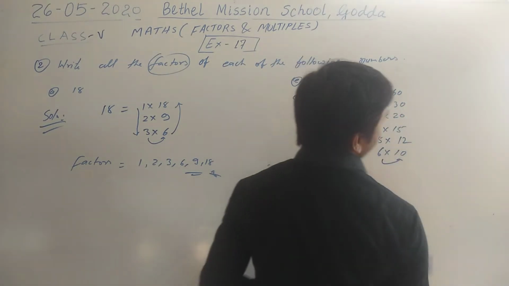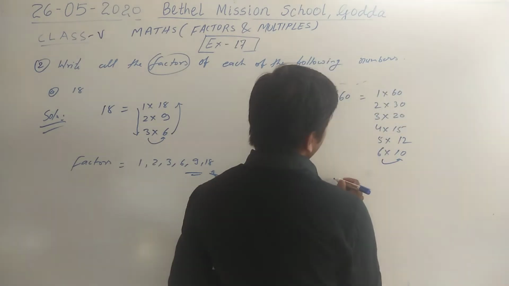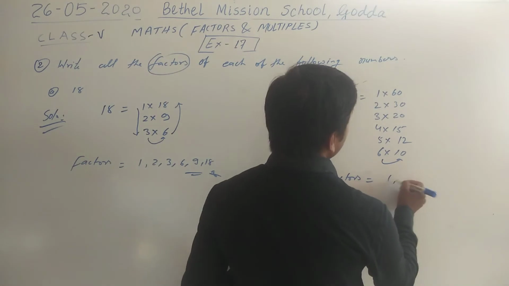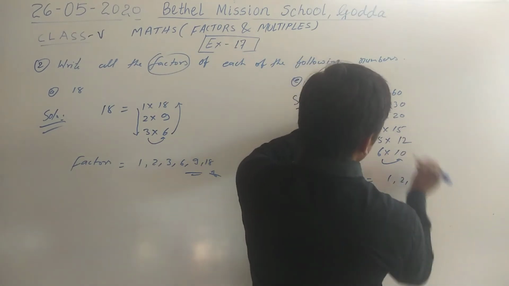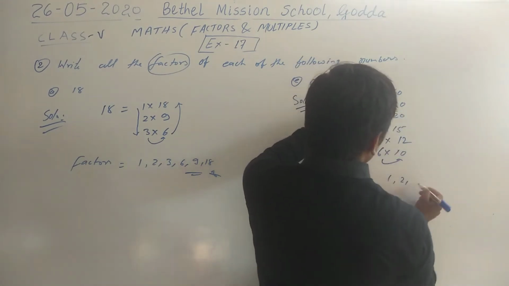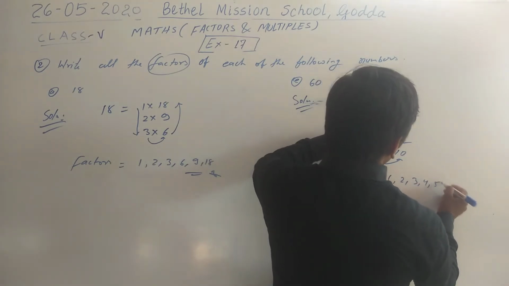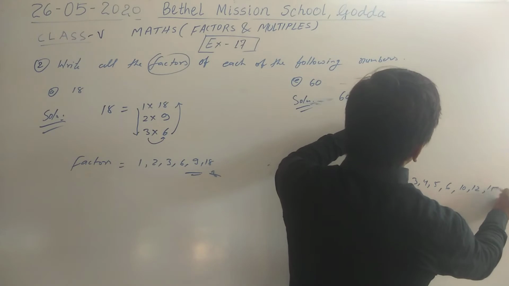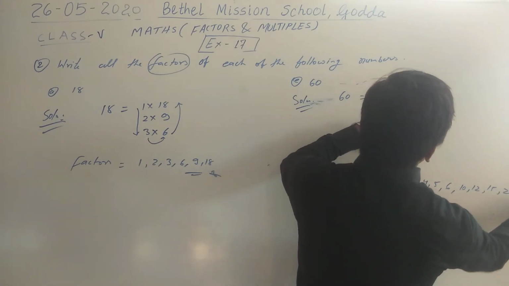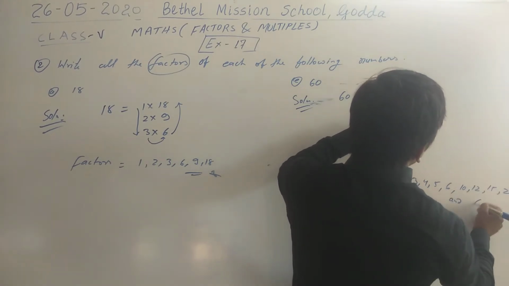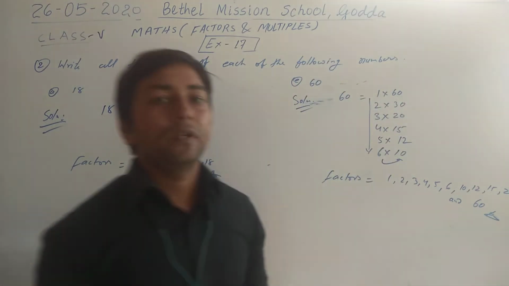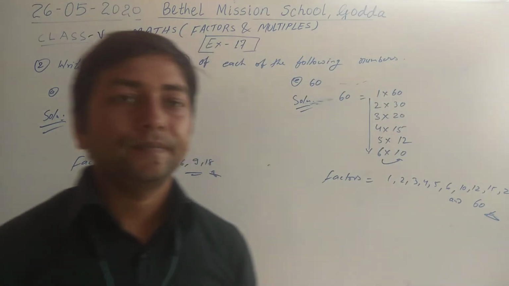So you have to write the factors. All these numbers you write: first 1, 2, 3, 4, 5, 6, then 10, then 12, 15, 20, 30 and 60. This is the answer. This type you will solve the rest.